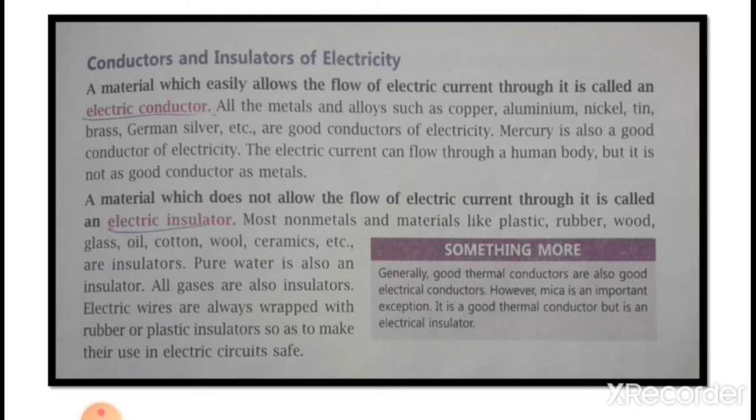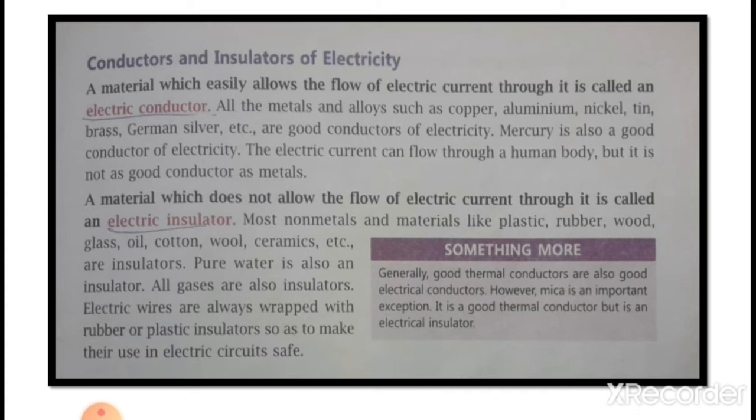Okay. And next one, a material which does not allow the flow of electric current through it is called the electric insulators. Most non-metals and materials like plastic, rubber, wood, glass, oil, cotton, ceramics, etc. are insulators. Pure water is also an insulator. All gases are also insulators. Electric wires are always wrapped with rubber or plastic insulators so as to make their use in electric circuits safe.